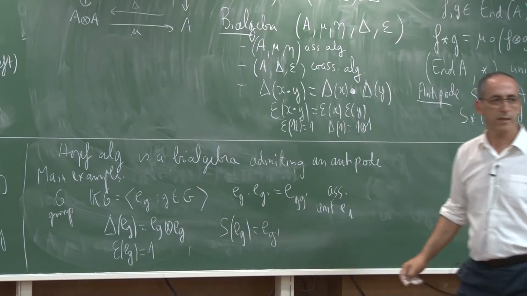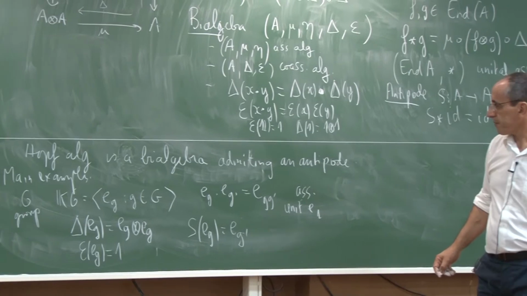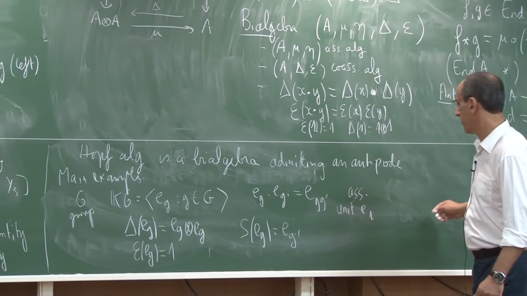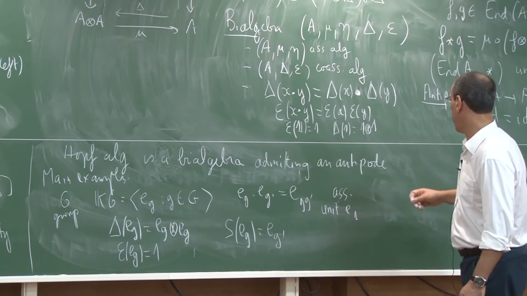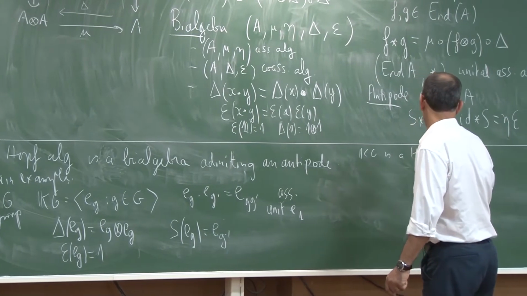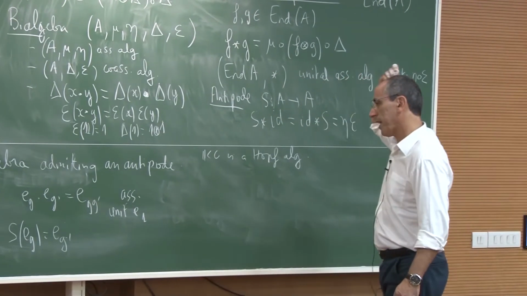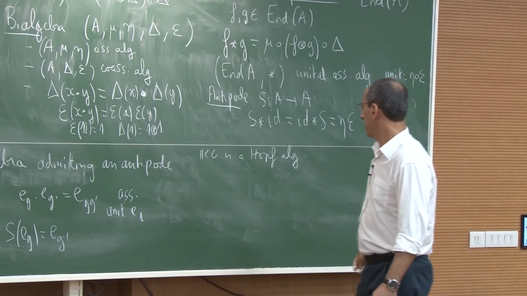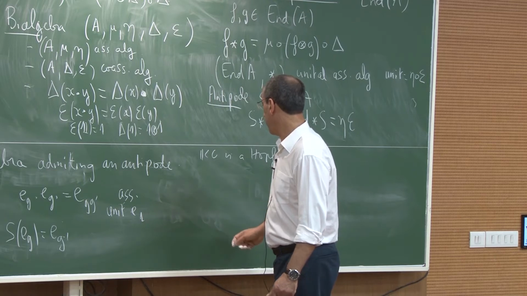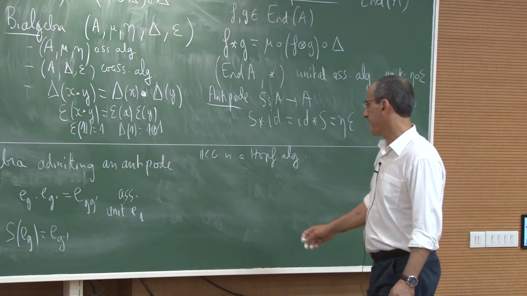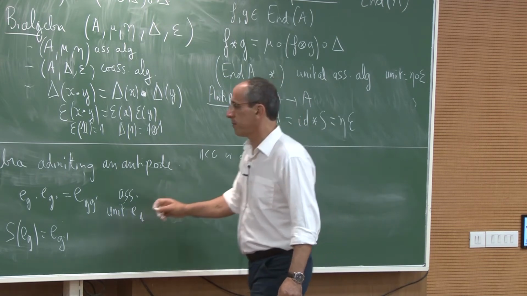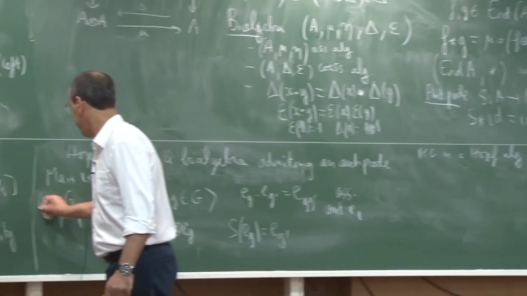EG is always 1. Okay, and then this is a Hopf algebra. Then KG is a Hopf algebra. And another example, let's say this is the first example.